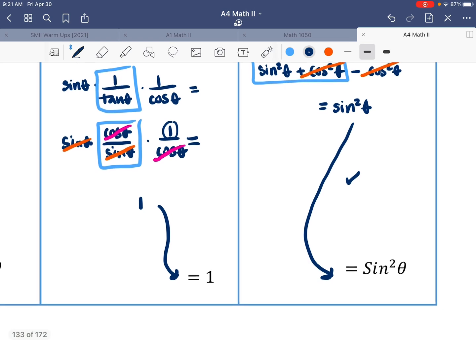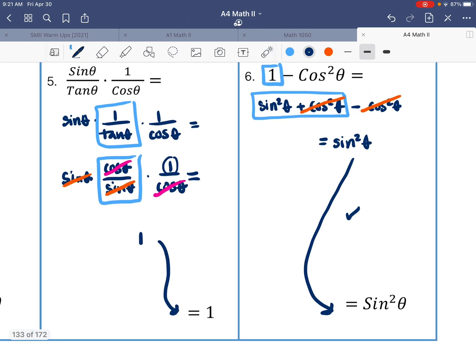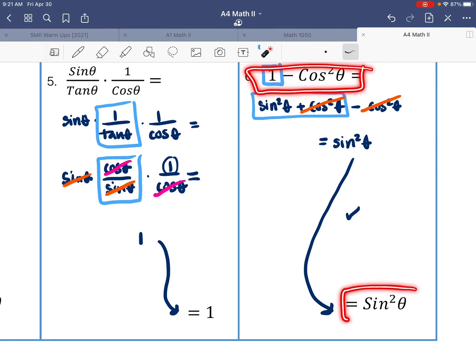So this is another version of the Pythagorean identity, that 1 minus cosine squared of theta equals sine squared of theta. You might see them in different ways, but truly they all come from just this identity that we have. Good. That's all I have.